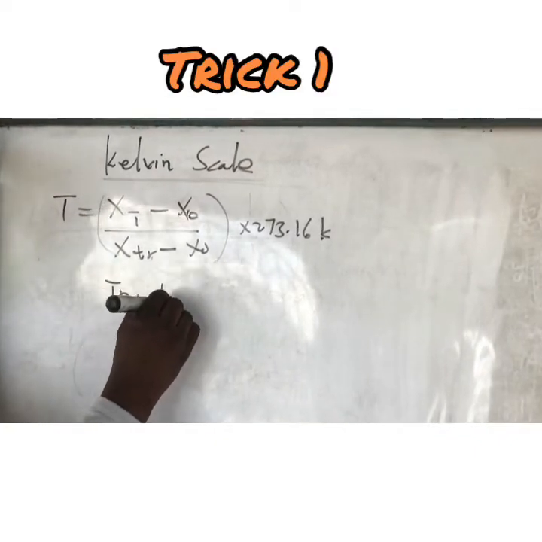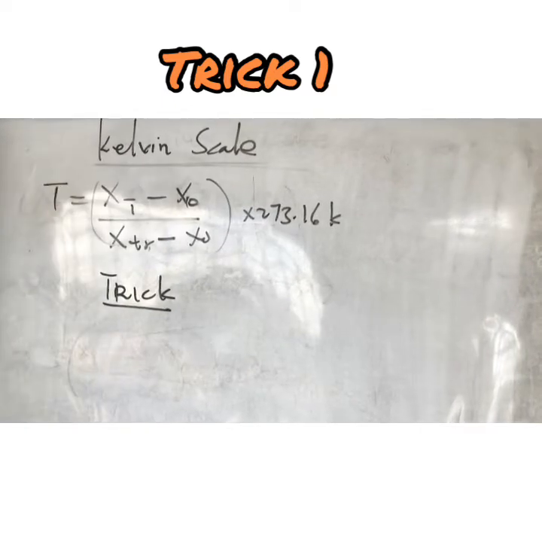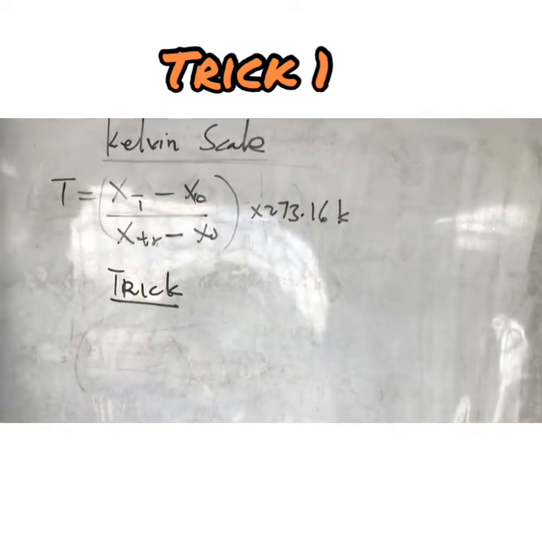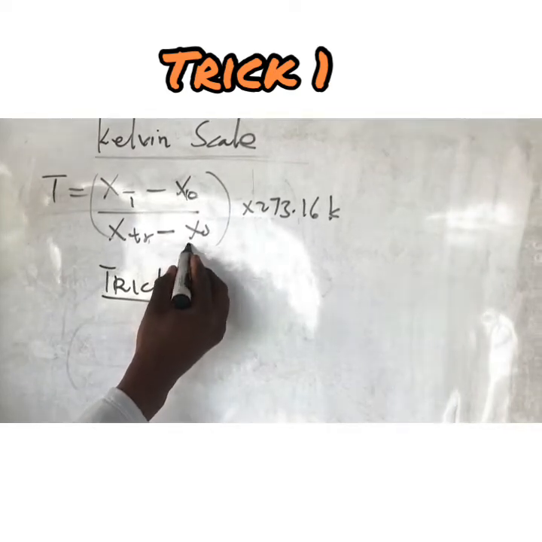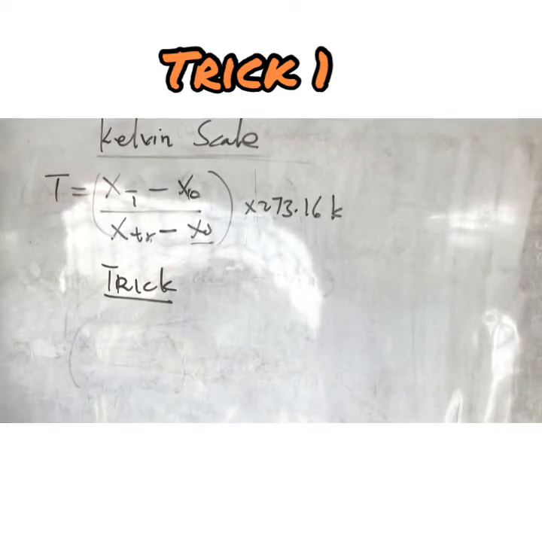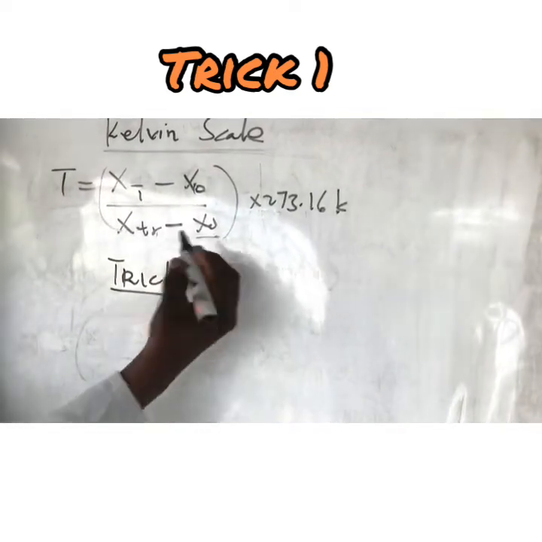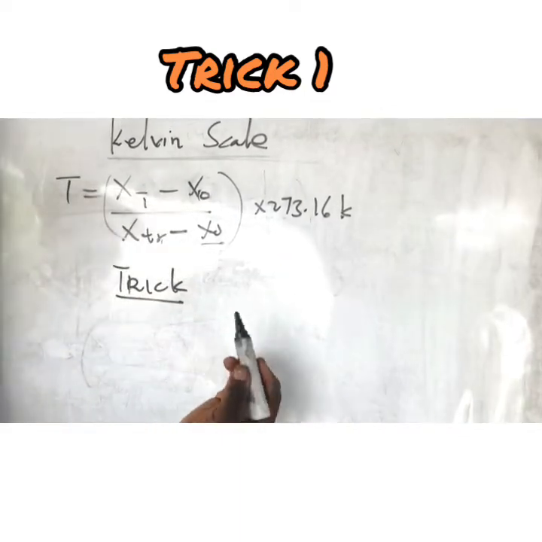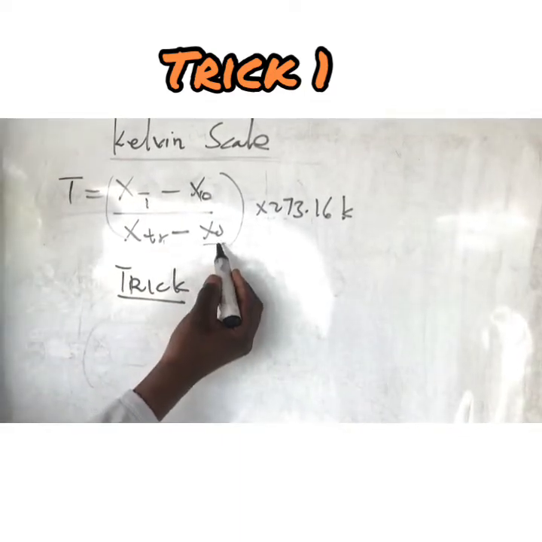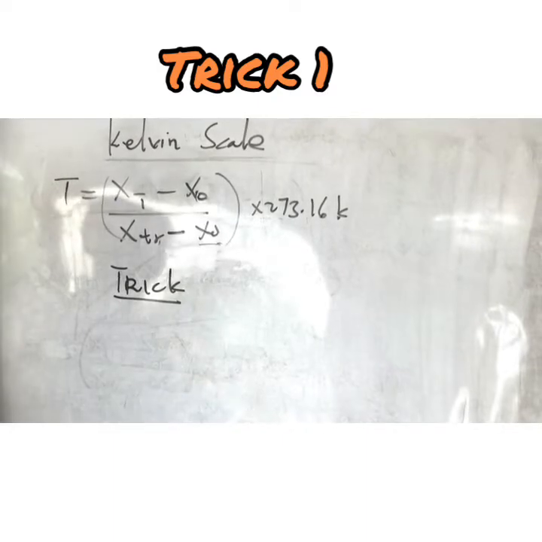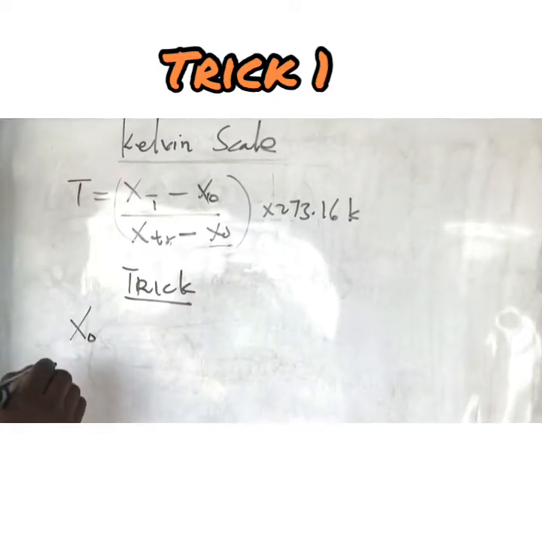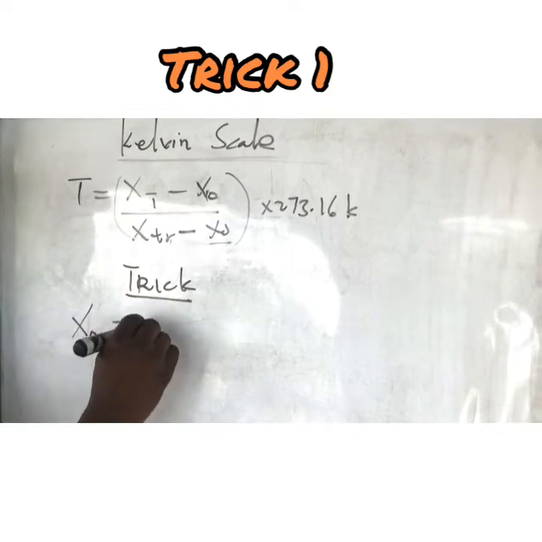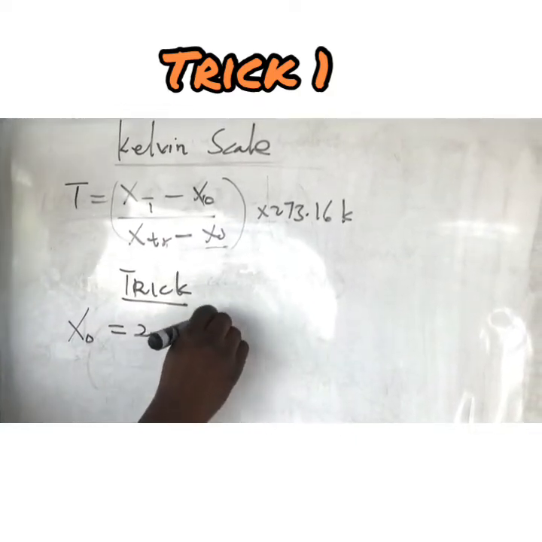Let me show you one trick here. The trick here is that in some questions, the question will not mention any thermometric property at X_0, or at the ice point, or the absolute zero. When you are using the Kelvin scale, we call it the absolute zero. So the question will not make mention of that. It means that X at the absolute zero is equal to 0, as in figure.